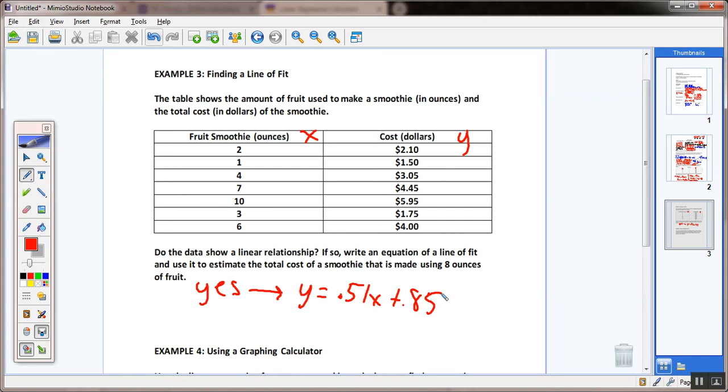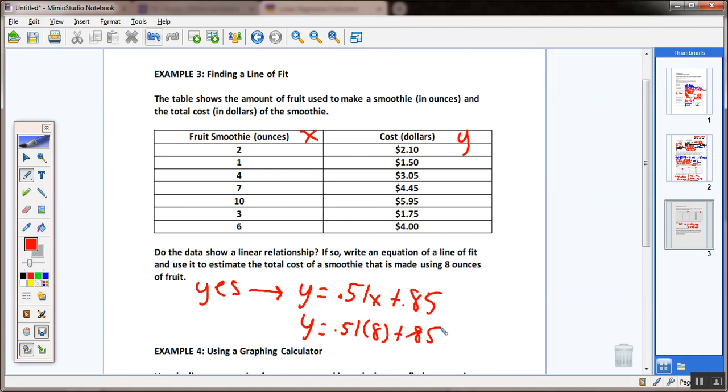So the last part of this, kids, is use that data then to get me a cost of an 8-ounce smoothie. Okay, is ounces an x value or a y value, kids? It's an x, so you're really going to plug 8 in for what? Okay, so y is going to equal 0.51 times 8 plus 0.85. Okay, I don't have a calculator handy, so somebody punch that 0.51 times 8. And then add 85 cents. I think it's $4.93. Somebody see if that's right. Yeah, $4.93, right?